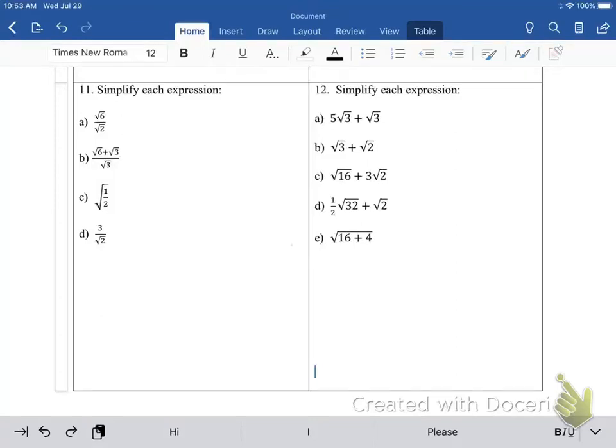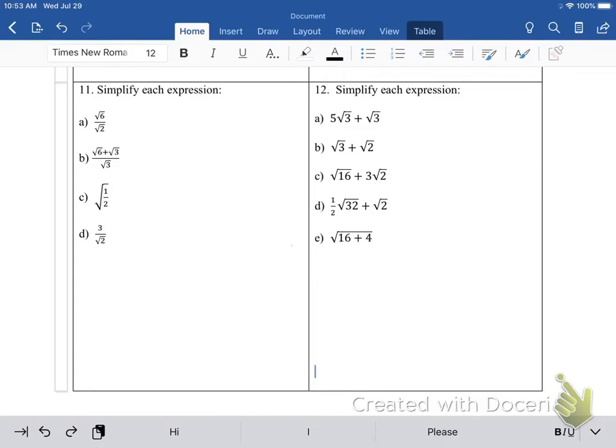This is questions 11 and 12 on the diagnostic test. Okay, so continuing our study of radical operations, we have some ones with division of radicals and rationalization of denominators.